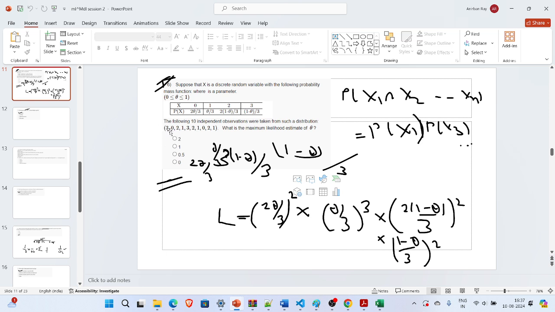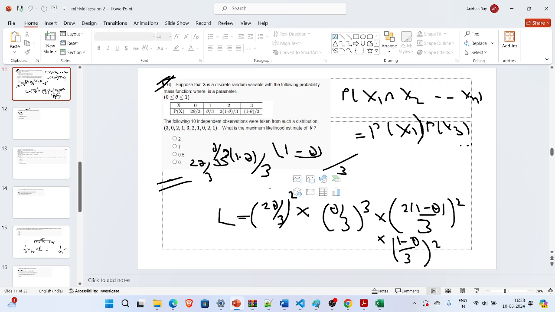Starting with 0, how many zeros do you have? 2. So the probability of occurrence of 0 is 2 theta by 3, so (2 theta by 3) squared. For 1 it is cubed, and the occurrence of 1 is theta by 3. For 2 it is 2 (1 minus theta) by 3 squared, and for 3 it is ((1 minus theta) by 3) squared. So this is the likelihood. How are you going to maximize this one? Have you been able to reach this point?